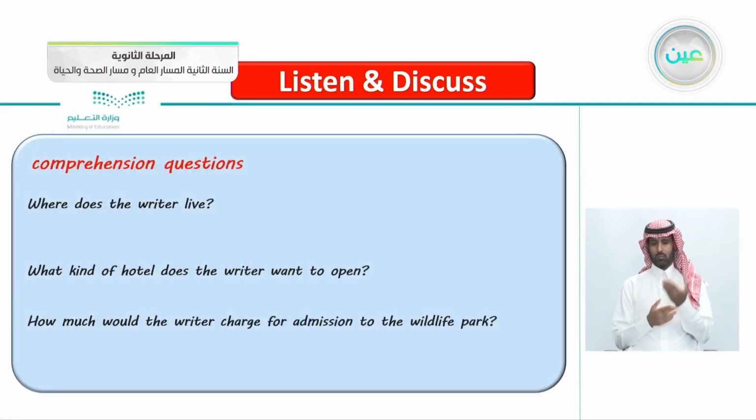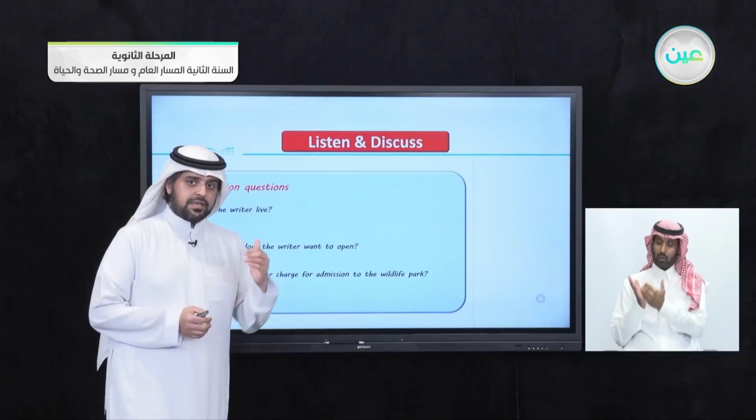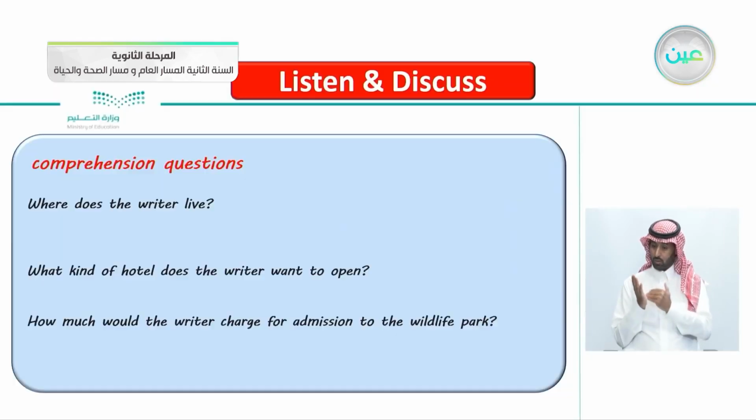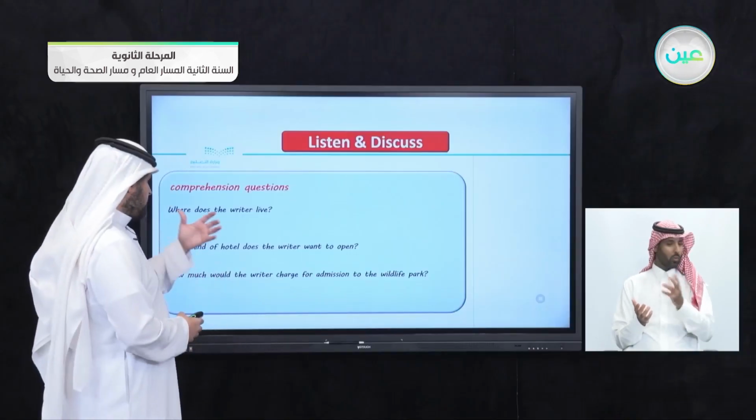So here are some comprehension questions about the paragraph in exercise A. We'll be reading the questions now, then we'll answer them later after we read the exercise. So where does the writer live? Now we know that there's a writer, and the question is, where does he live?